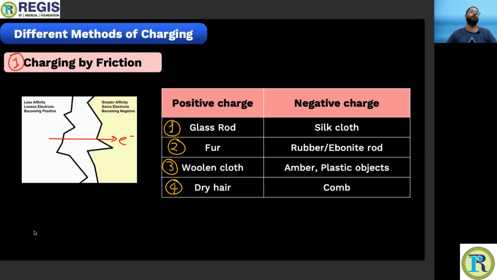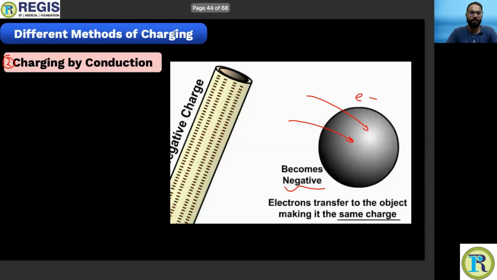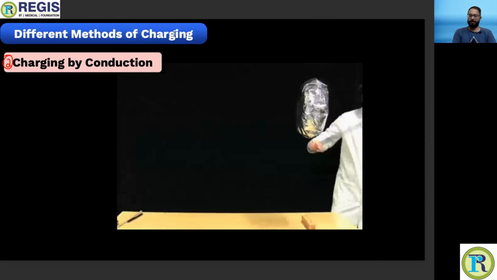Okay, so this is the first method, basically charging by friction. So we have to rub two objects with each other. Now, let's move towards the next topic, that is charging by conduction.